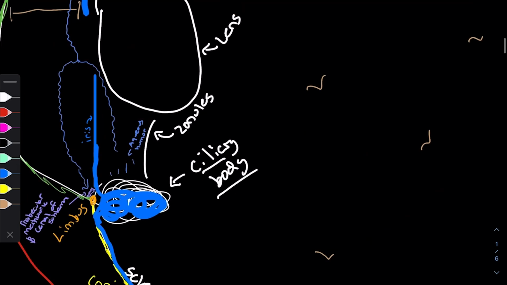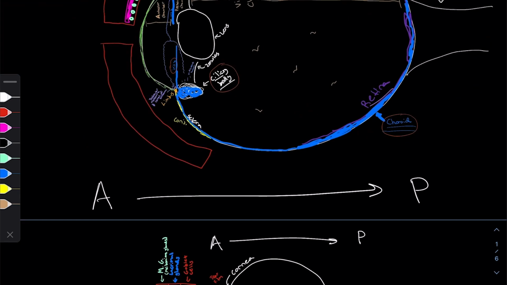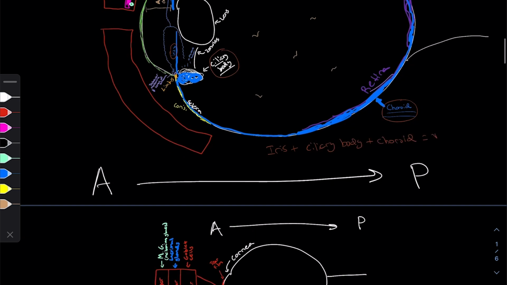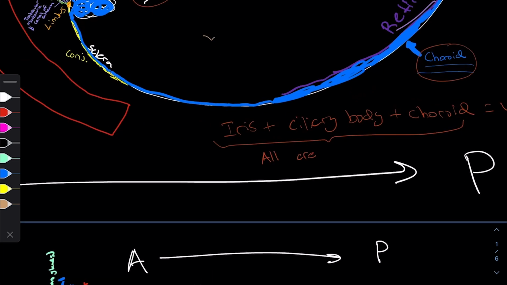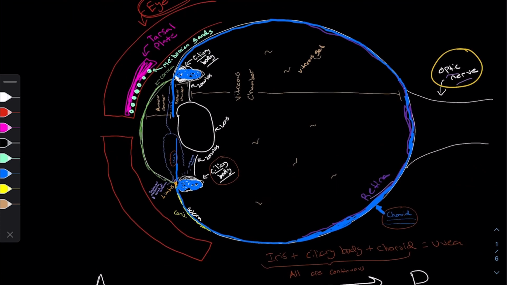And just to hammer in this point that these three structures, the iris, the ciliary body, and the choroid, are all continuous, I'm going to circle them all in orange. And I'll even write over here, iris plus ciliary body plus choroid equals uvea. And one more time, all of these are continuous. So that's everything. That's all I had looking back at our model. As you can see, we've covered a lot, so look at this versus our base model.